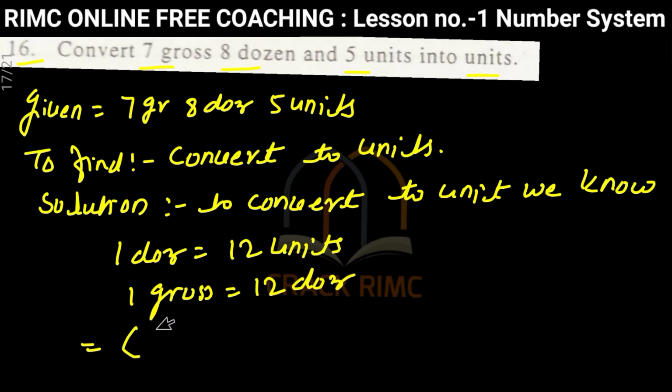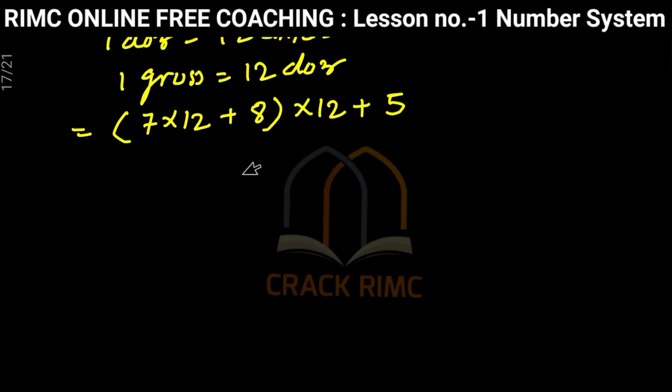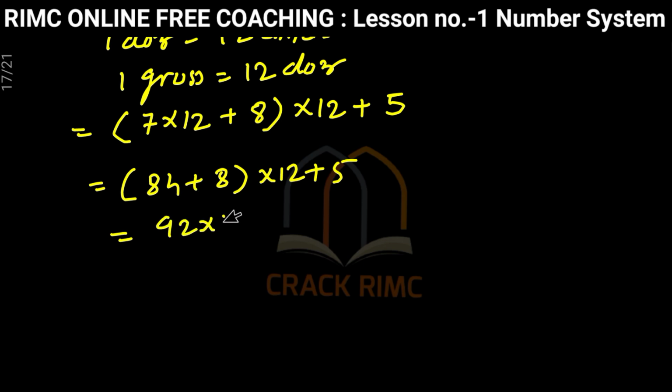here gross are 7, so 7 into 12 will be the dozen plus 8 dozen, and if all these dozens are to be converted in unit, we have to multiply by 12 plus 5 units. Now we will solve this. 84 plus 8 into 12 plus 5. Here it will be 92 into 12 plus 5.